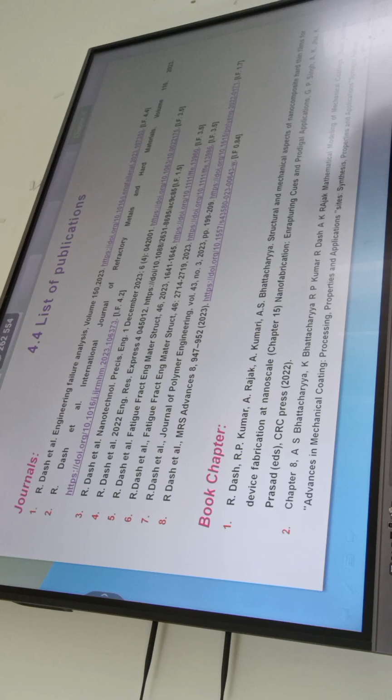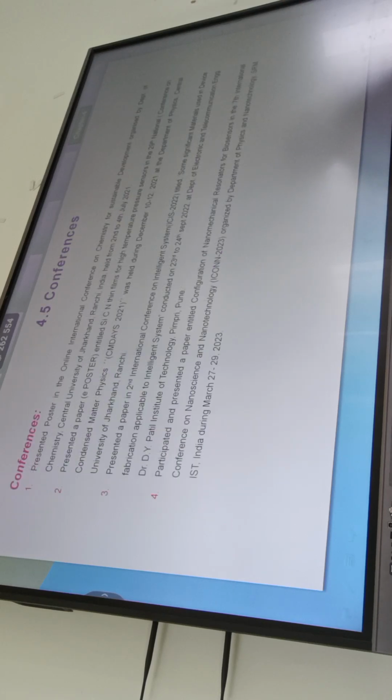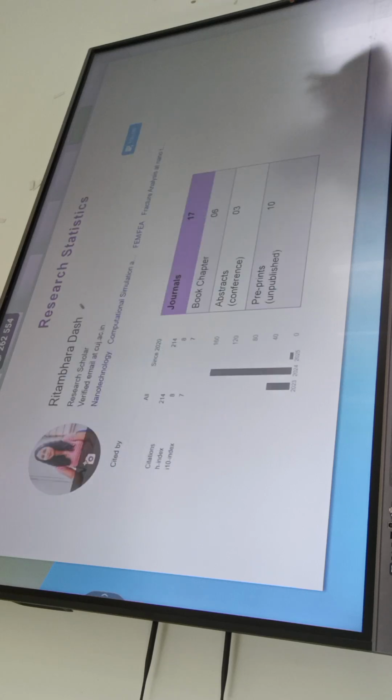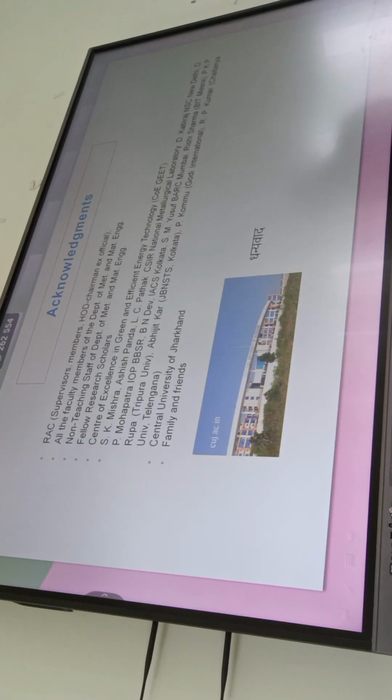And this is the list of applications. And these are the conferences which I have attended and the workshops and courses which I have done. And this is my research statistics and acknowledgement. I am very much thankful to my supervisor for his skillful guidance in every step of my research.